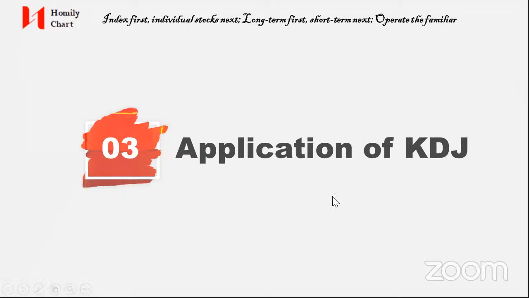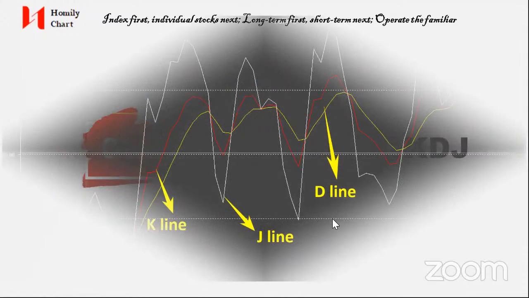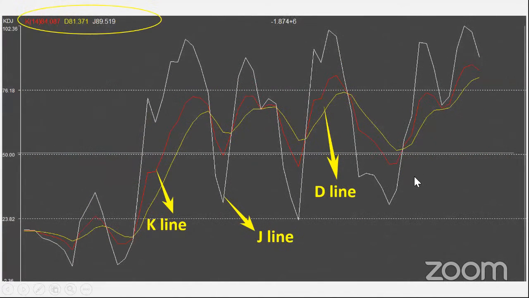For KDJ, we need to know what it looks like. This is KDJ in the Homilychart software; later I will show you how to call it out. Now we check what it looks like first. The red line here is the K, because the indicator called KDJ, the names of the three lines here.